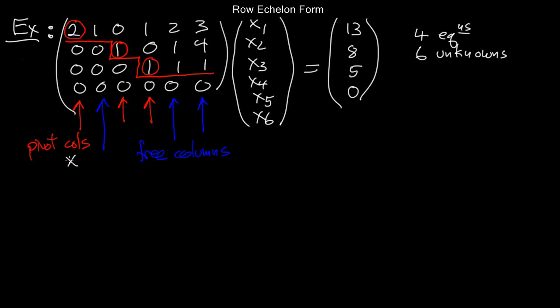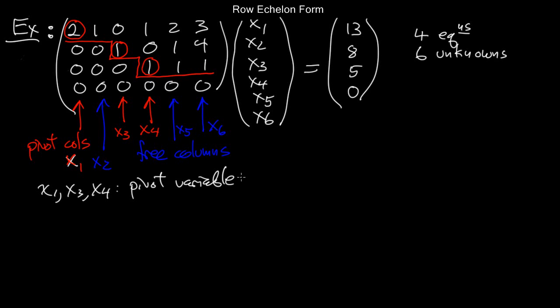So x1, x3, and x4, the ones corresponding to the pivot columns, and x2, x5, and x6 are the free variables corresponding to the other ones. So you say that x1, x3, and x4 are the pivot variables, or sometimes called the dependent variables, whereas variables x2, x5, and x6 are the free variables in this example.